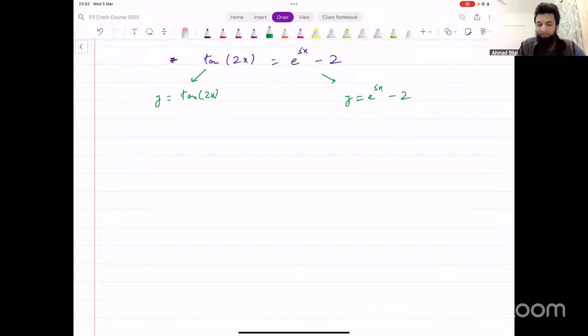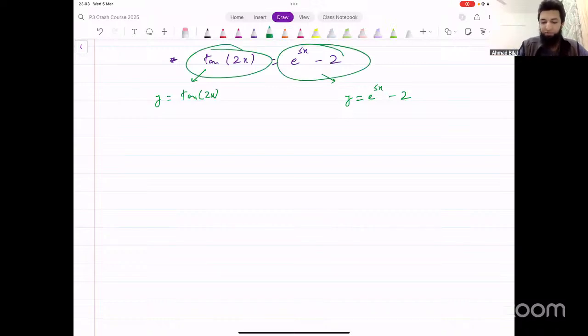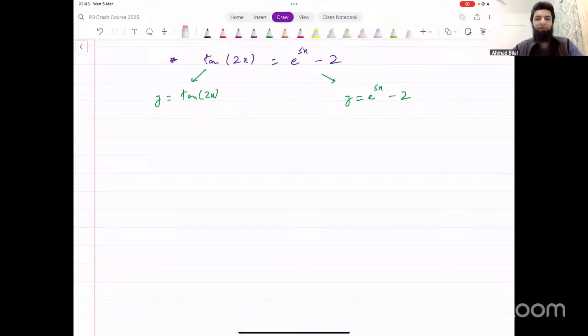If you could sketch the graphs of these functions, then the points of intersection, if there are any, of these two graphs can give you the solutions of this particular equation, right? So that's one method using which you can estimate the solution of this equation: you sketch the graph of this function, you sketch the graph of this function, and wherever they are intersecting, you can say that they are the solutions of this particular equation.